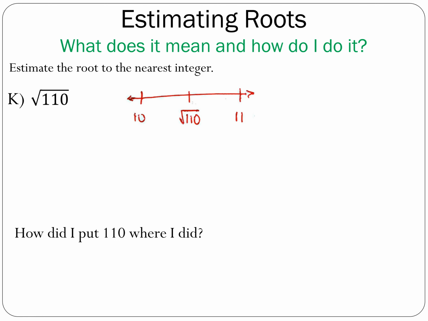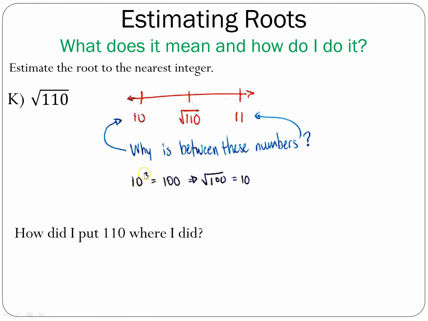Okay, so the question is to estimate each root to the nearest integer. I wrote a number line real quick and dirty, just a horizontal line with some numbers on either end. Now the real question is, why is it between 10 and 11? Well, it's between 10 and 11 because I know that 10 times 10 is 100, and the square root of 100 is 10. So that's why I've had 10 right here.